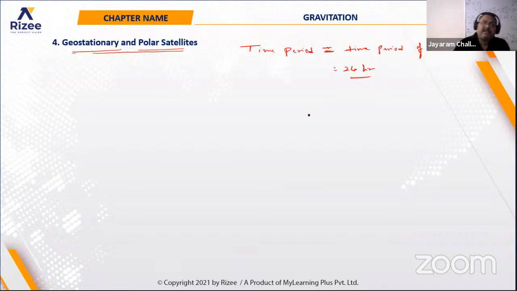Okay. So the satellites which revolve close to the surface of the Earth will have a lesser time period than the Earth, and for the geostationary satellites, you have to place the satellite at a height of radius of the Earth plus height.